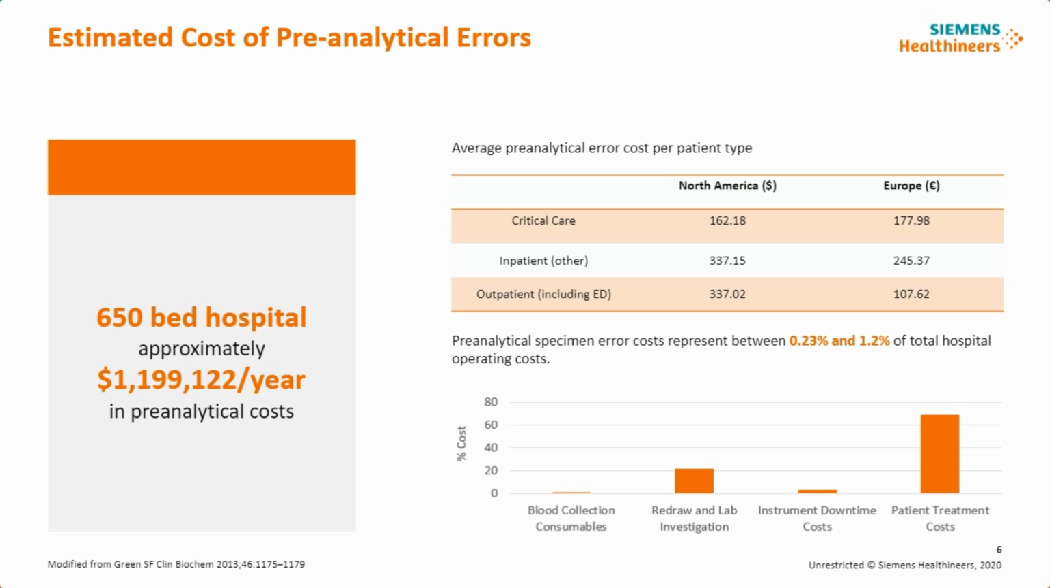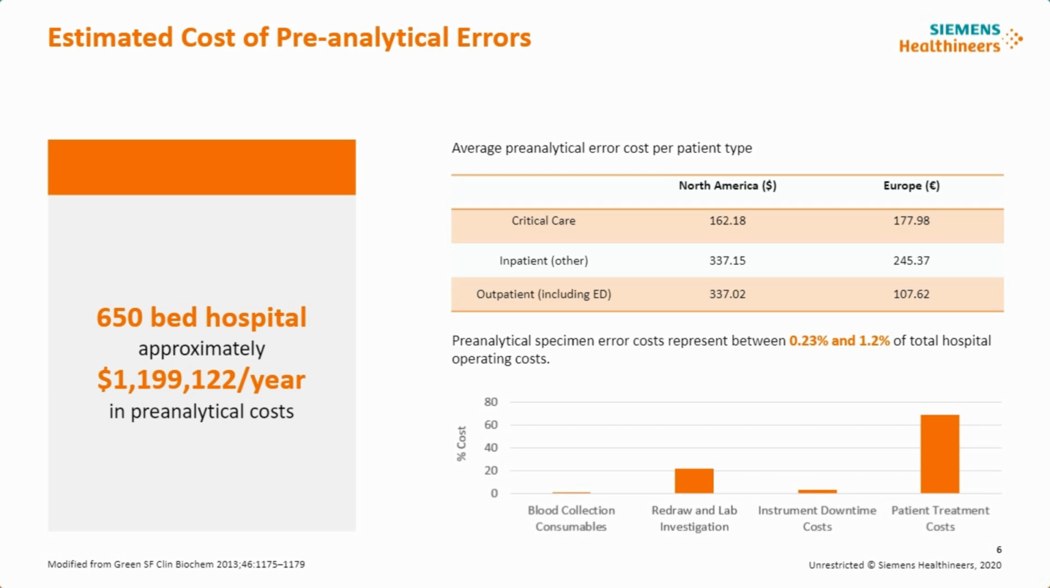We look at the three categories, critical care, inpatient, and outpatient, which includes the ED. You'll see that overall the pre-analytical costs were similar for both North America and Europe, with the exception of the outpatient, which includes the ED, in North America, where the cost was about 3 times as high as that of Europe. And that's an interesting statistic right there.